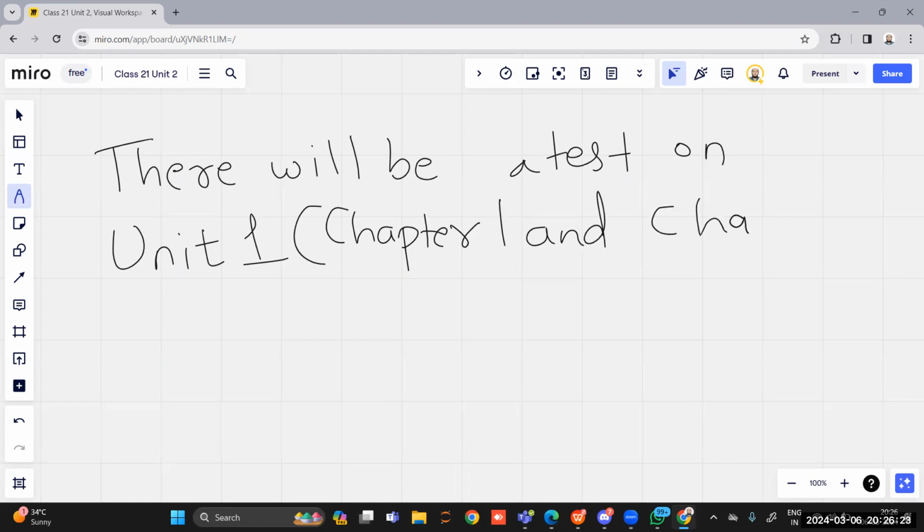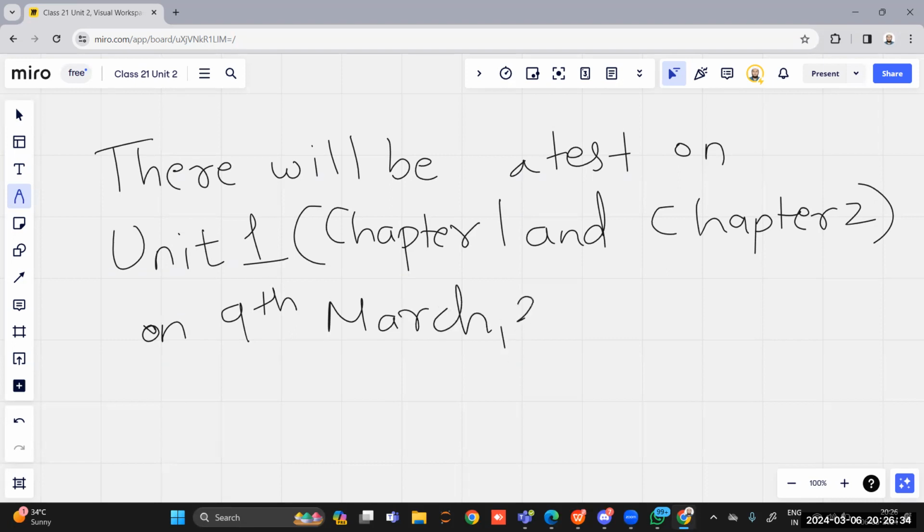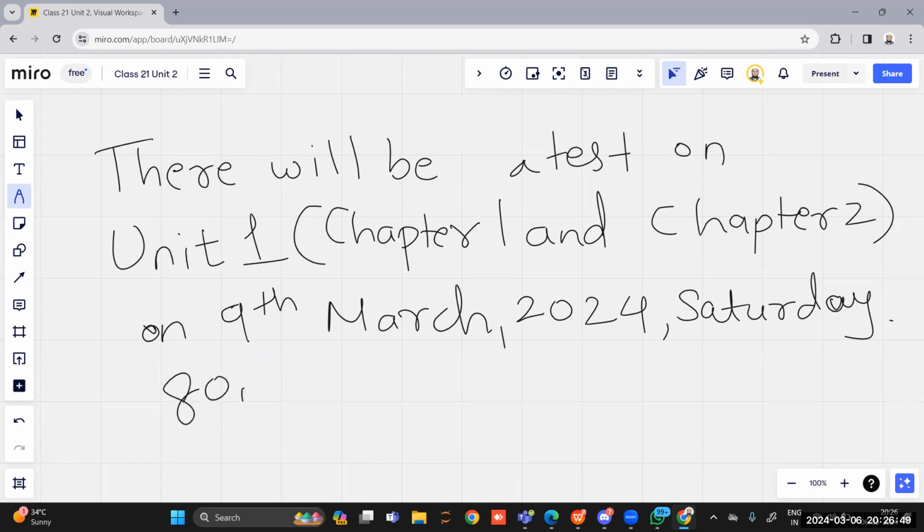Chapter 1 and chapter 2. In unit 1, there are two chapters. So what I'll do, I'll forward you the paper in the morning. So you have to set an 80 marks paper.